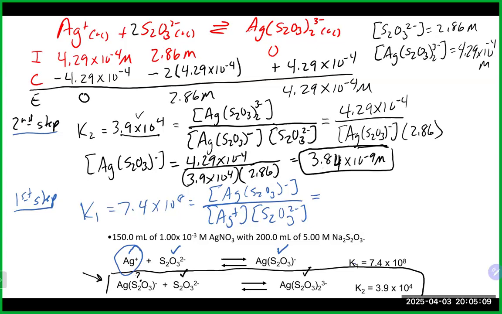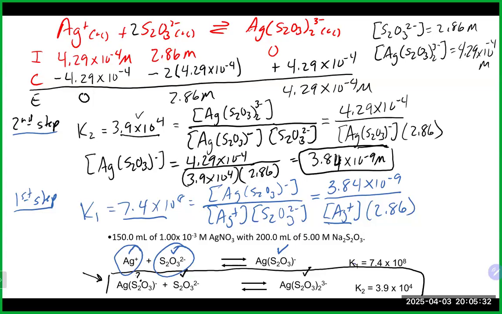Again, putting in our numbers that we have, which is 3.84 times 10 to the minus 9, divided by our silver and our 2.86. Once again, we do not need to square it because, again, it is only 1 here in this reaction. Once again, this guy and this guy are going to switch places, basically. So I'm going to flip the page, I think, and do that there.